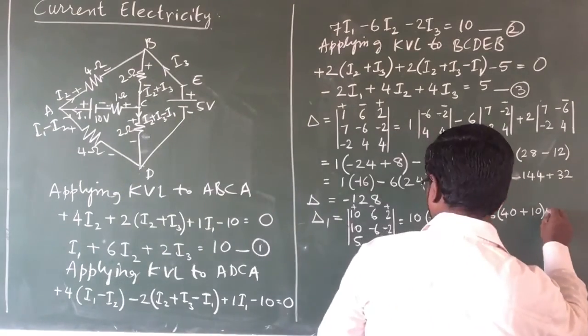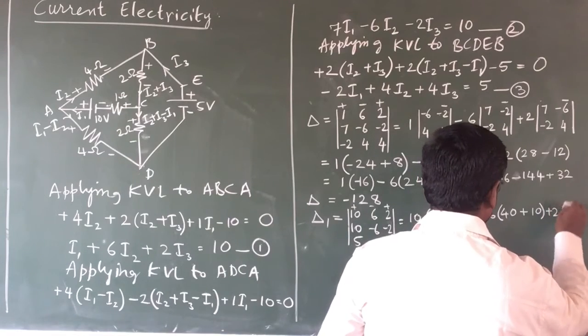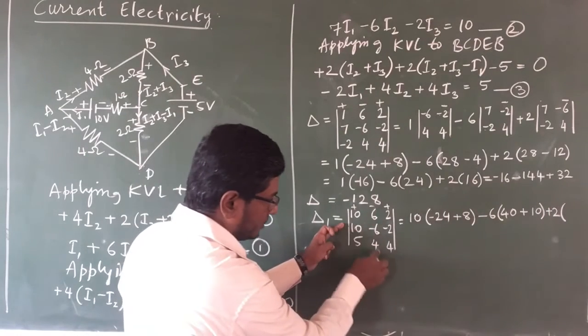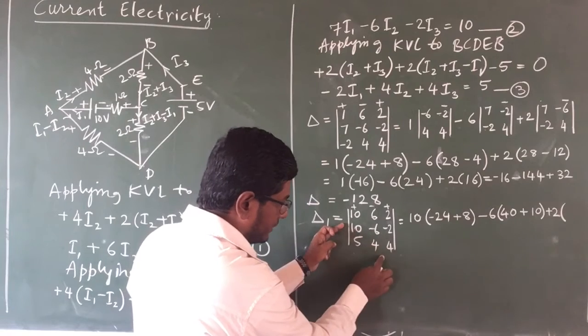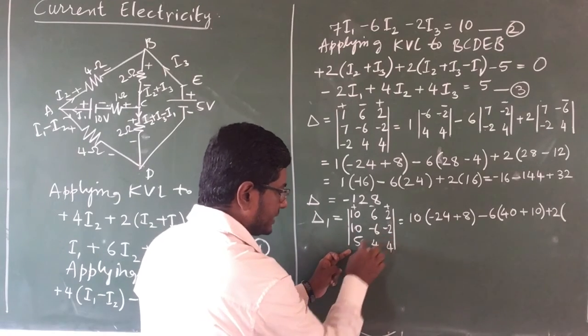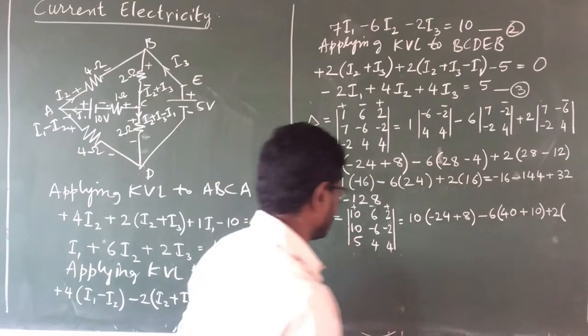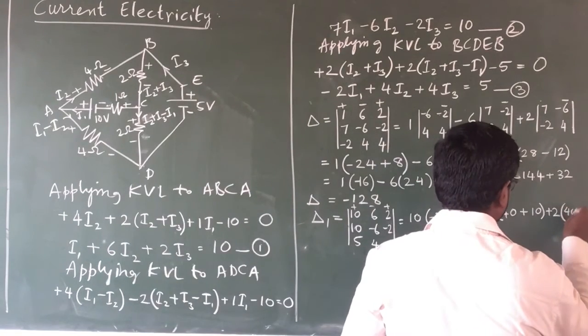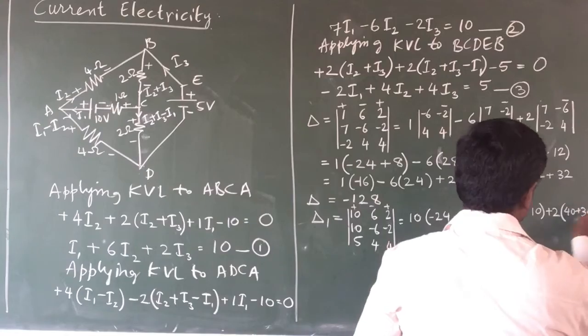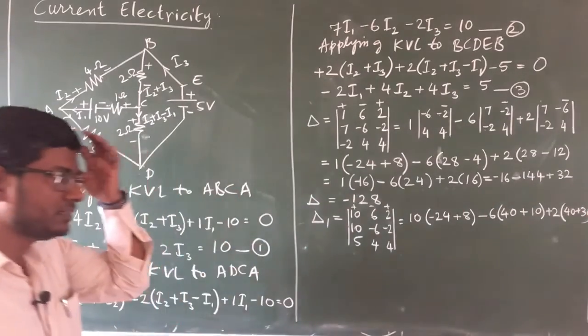Then the third term is going to be plus 2 times of 10 into 4, that gives me 40, and 5 into 6, that gives me 30. And there is a minus sign again, so it is going to become plus. So it will be 40 plus 30. So that is my simplification.